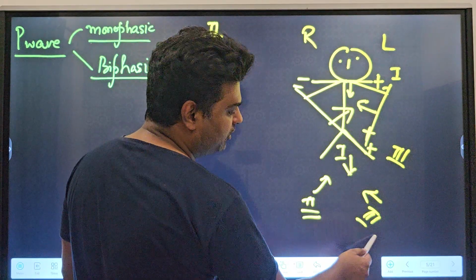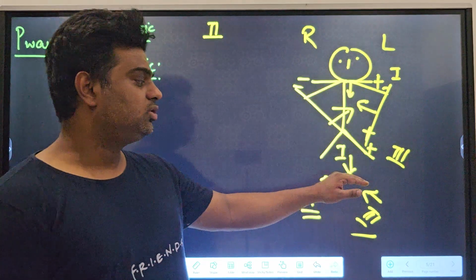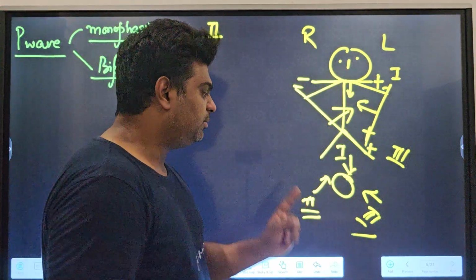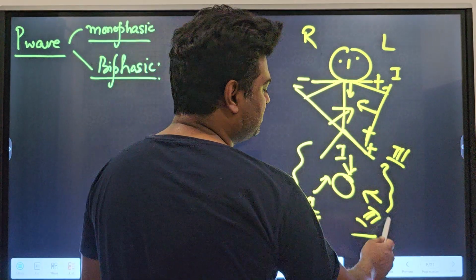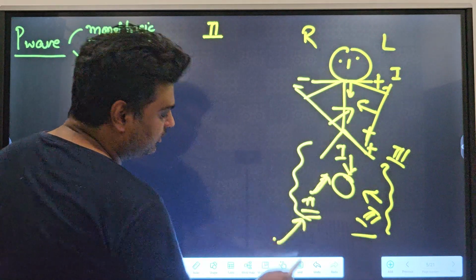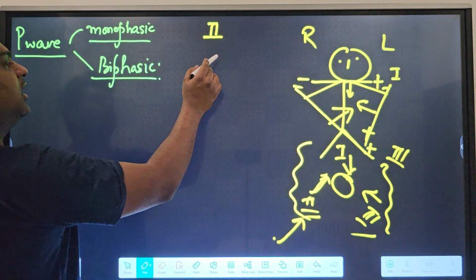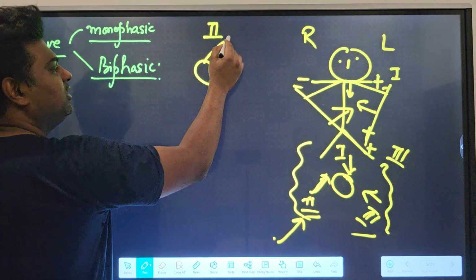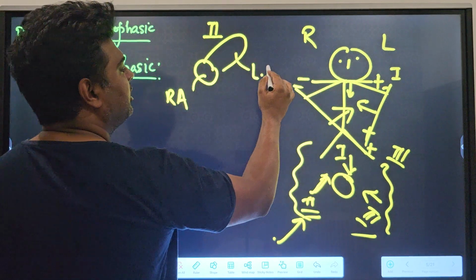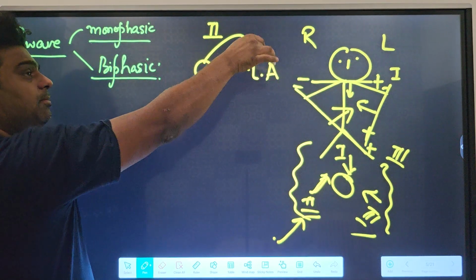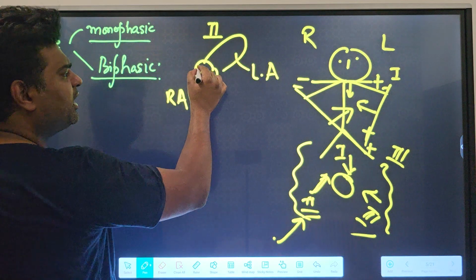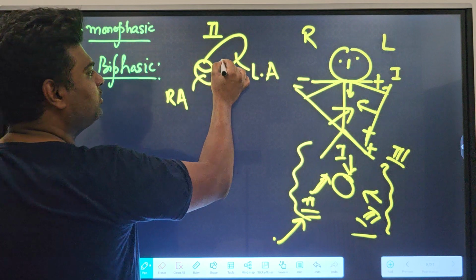That's why we say that leads 2 and 3 are the inferior leads, because they look at the heart from the inferior side. But remember, they are in the same plane. So the direction of lead 2 is like this. Now, if you talk of the heart, this is the right heart and this is the left heart. This is the right atrium and this is the left atrium. The left atrium is situated posteriorly when compared to the right atrium. So the direction of depolarization is from the right atrium towards the left atrium.